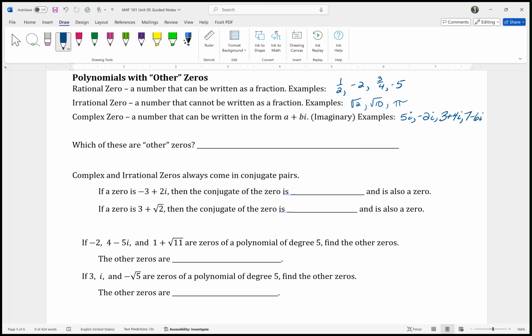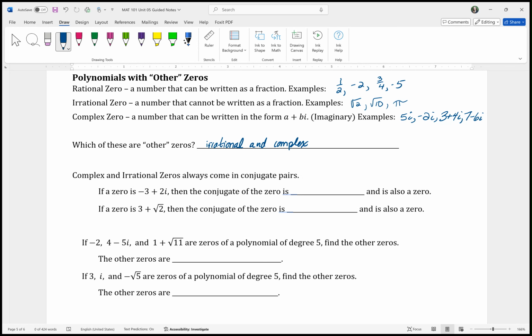Now, when I'm talking about polynomials with other zeros, the two things that I'm talking about that are classified as other are irrational and complex. So again, our kind of regular zeros are rationals. Everything else, our irrational and complex, are going to be considered our other zeros. So let's talk real quick about those other zeros.